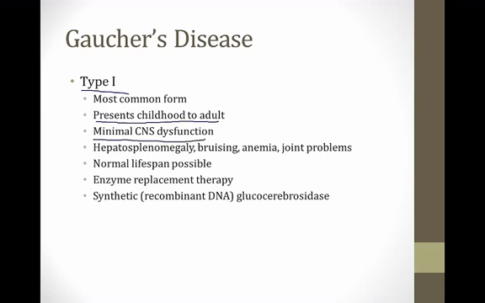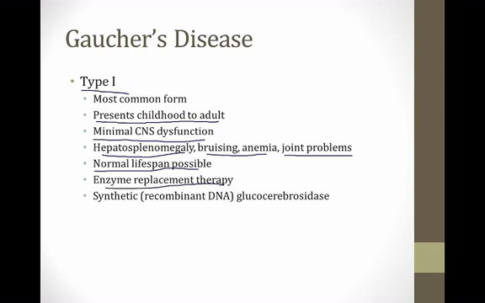As I told you a few slides ago, some of the more serious variants of Gaucher's disease have central nervous system involvement, but not the most common form, type 1. People with this form of the disease have enlarged livers and spleens. They can have bruising and anemia from the bone marrow involvement, and they can have joint problems. Importantly, these people can potentially live a normal lifespan, and that's because there is enzyme replacement therapy that's available.